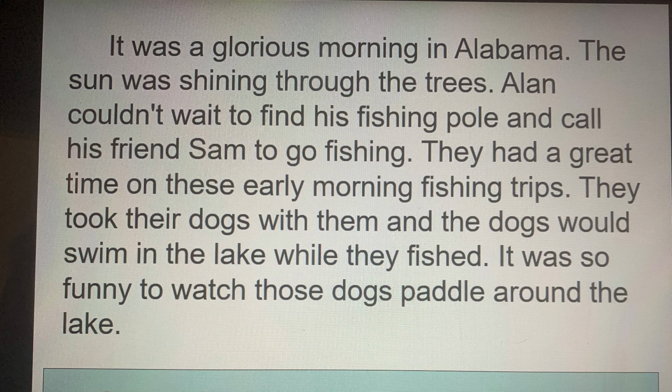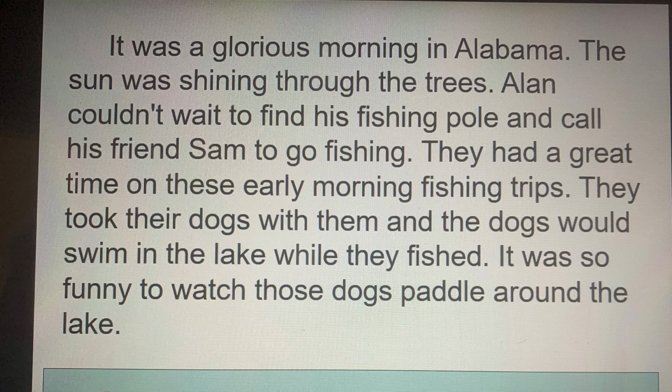Here we have our second example. It was a glorious morning in Alabama. The sun was shining through the trees. Alan couldn't wait to find his fishing pole and call his friend Sam to go fishing. They had a great time on these early morning fishing trips. They took their dogs with them, and the dogs would swim in the lake while they fished. It was so funny to watch those dogs paddle around the lake.